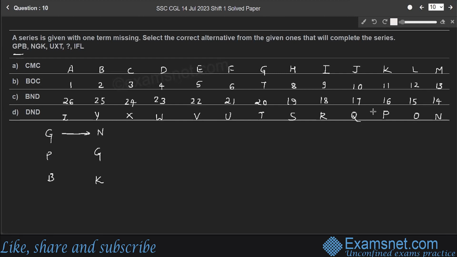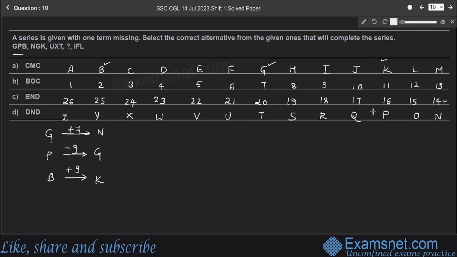So we need to find the relation between each letter, right? In the cluster, the relation between G and N is, positional value of G is 7, of N is 14. Therefore, we can write G plus 7 as N. Whereas positional value of P is 16, G is 7. So 16 minus 9 is G, right? 16 minus 9 is 7, right? Whereas positional value of B is 2, of K is 11. Therefore, we can write B plus 9 as K, right?